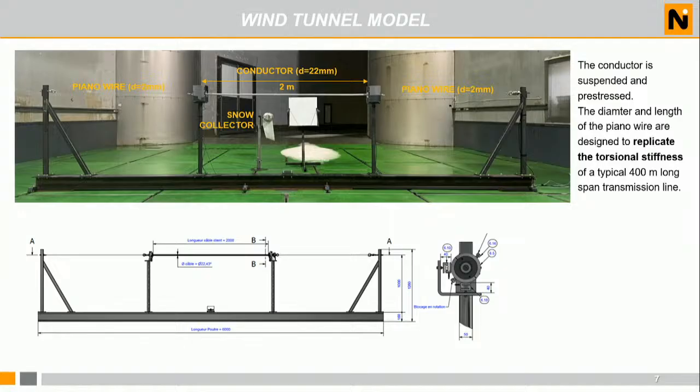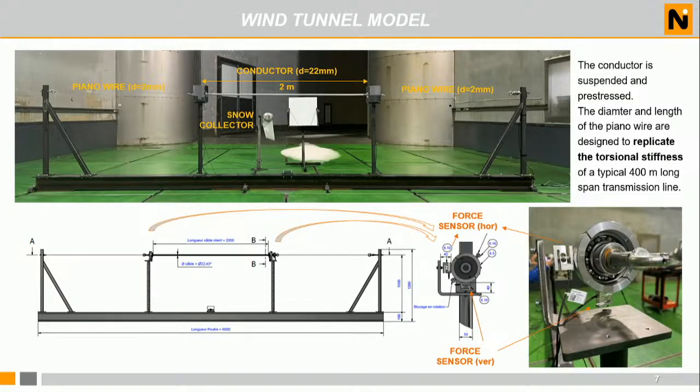If you imagine a 300, 400-meter long transmission line, in the middle, the torsional stiffness is very low. So because of the weight of the accreted ice, the conductor is able to rotate. And in the experiments, we wanted to reproduce this condition, very small torsional stiffness, and on the other hand, also high torsional stiffness, so a non-rotating conductor. We had force sensors at the two ends of the conductor to measure the horizontal loads and the vertical loads.